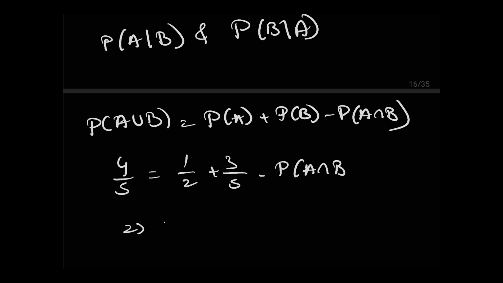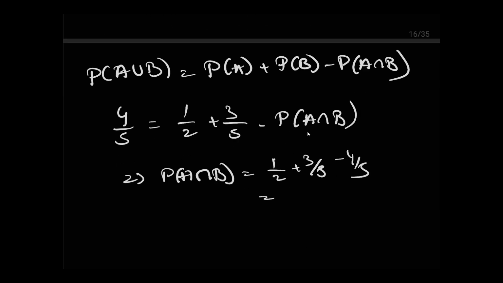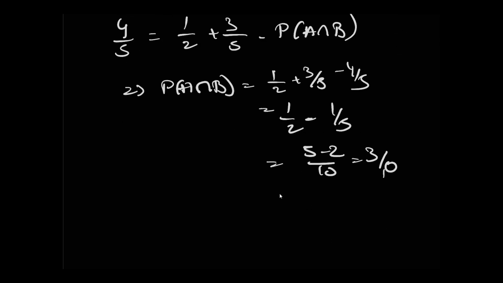That means P of A intersection B equals 1 by 2 plus 3 by 5 minus 4 by 5. That is 1 by 2 minus 1 by 5, which is 5 minus 2 by 10, that is 3 by 10. We can interpret this as 3 by 5 into 1 by 2.